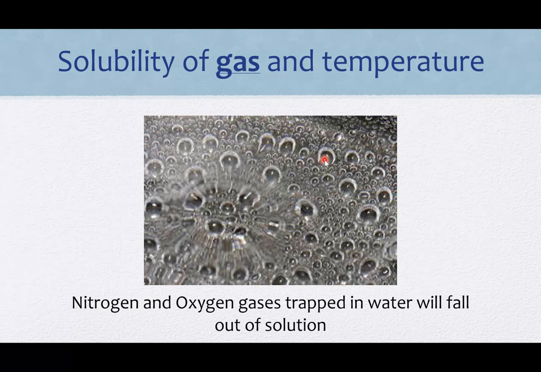Those little bubbles that form on the bottom of your pan are nitrogen and oxygen and other gases that are trapped in that water. As you heat up that water, it can no longer hold on to those gases. So those gases fall out of solution. And so they come crashing out of solution, and that looks like bubbling up out of the solution.